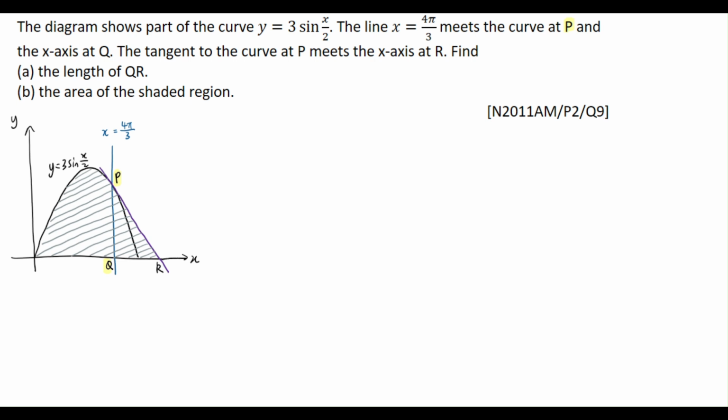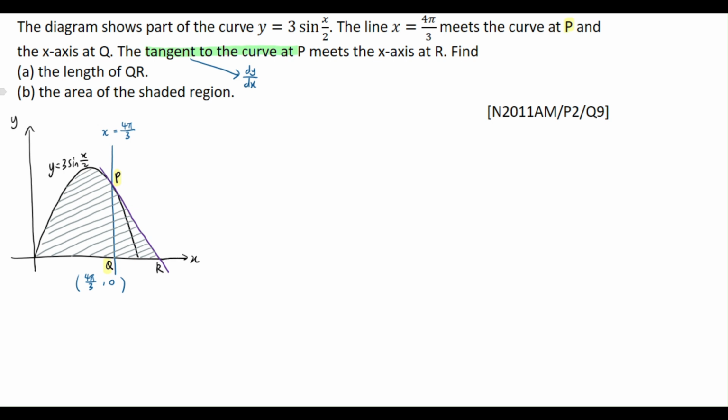Now, with that, we know the coordinates of point Q, because it's on the x-axis: 4 pi over 3 comma 0. So this is what we know about the coordinates of Q. Now next, the tangent to the curve. Tangent to the curve at point P is an example of the phrase that tells you to do dy dx, because dy dx is the way for you to find the tangent of the curve. This purple line that I draw on the screen is the tangent to the curve, and it meets the x-axis at point R.